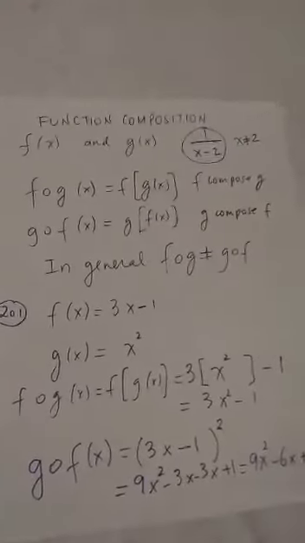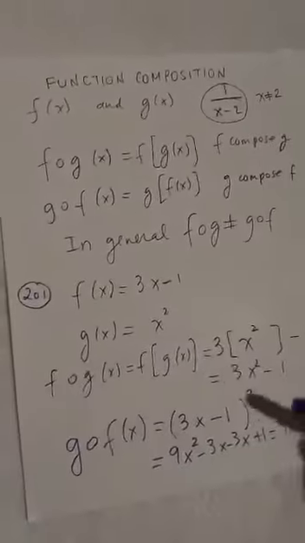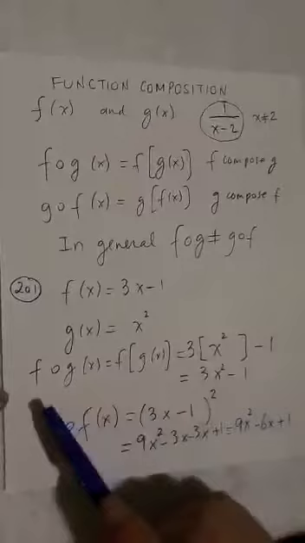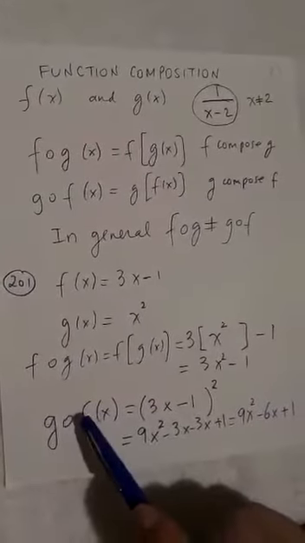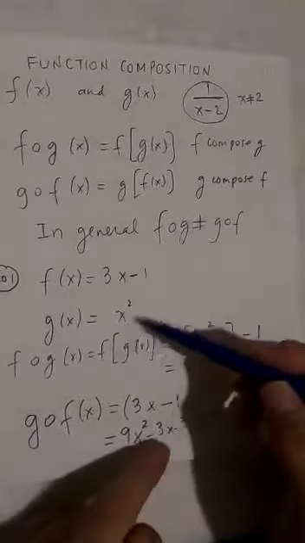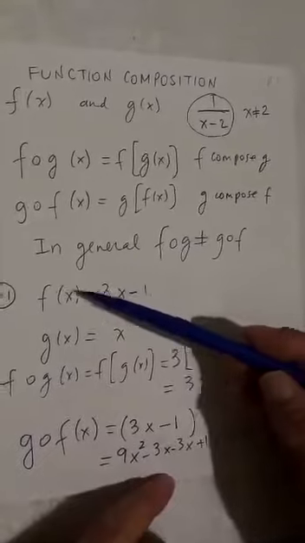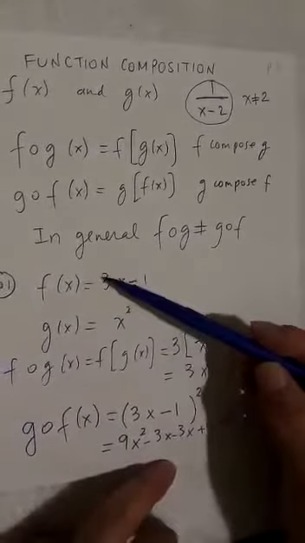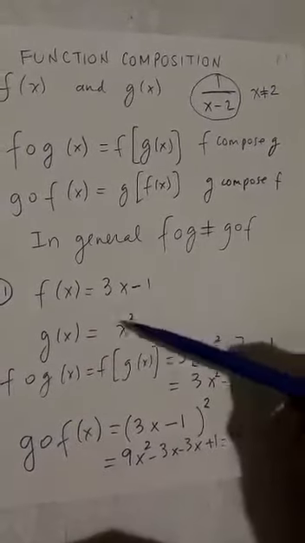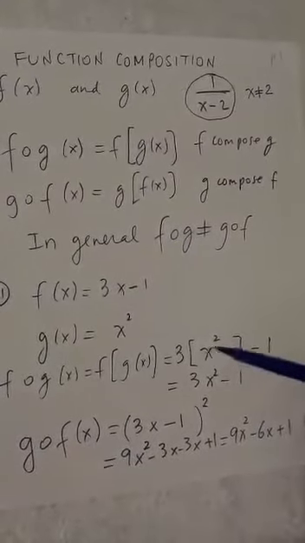Let's do some examples. In this example, f of x is 3x minus 1, and here's g of x, x squared. We're looking for both f of g of x and g of f of x. So f of g of x is f of g of x. So what you do is you take g of x, which is this, and you put it in place of x in the function f. So the function f is 3 times bracket minus 1, 3x minus 1. You take x squared and you put it in there in place of x. We'll simplify it in a minute.